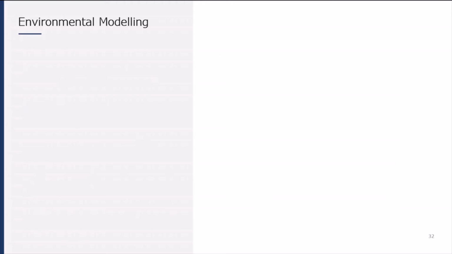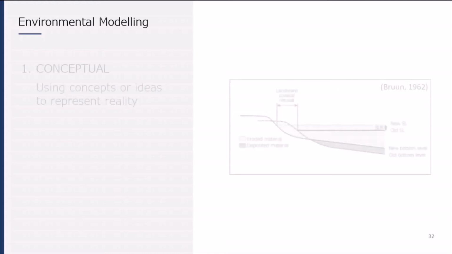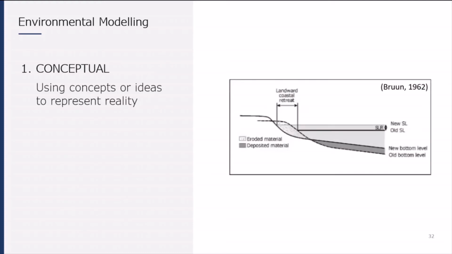And there are different types of models out there. I'm going to very briefly talk about 3 common types we use in science. The first is a conceptual model, which uses concepts or ideas to represent reality. Here's an example of a conceptual model that you might recognise from physical geography. This is talking about the way we represent how sea level rise might affect the cross-shore coastal profile. But I'll come back to this a little bit later.